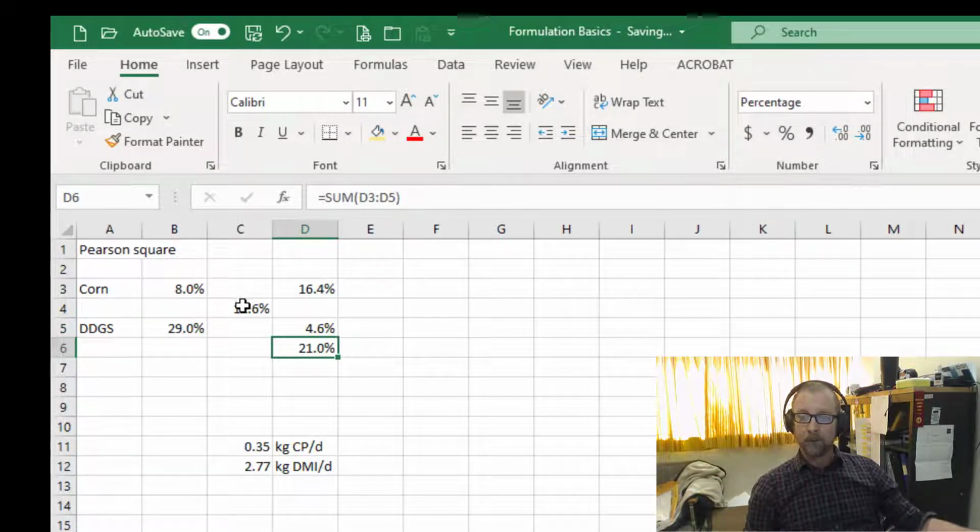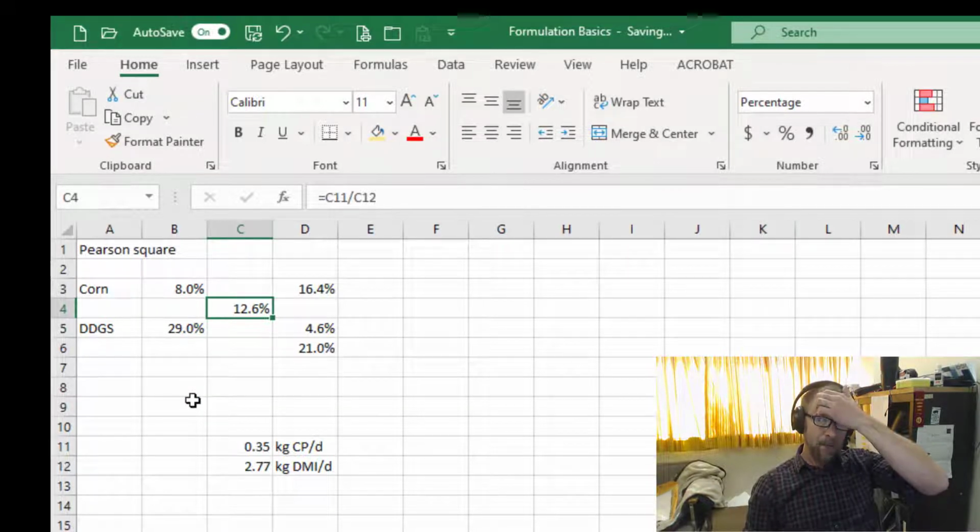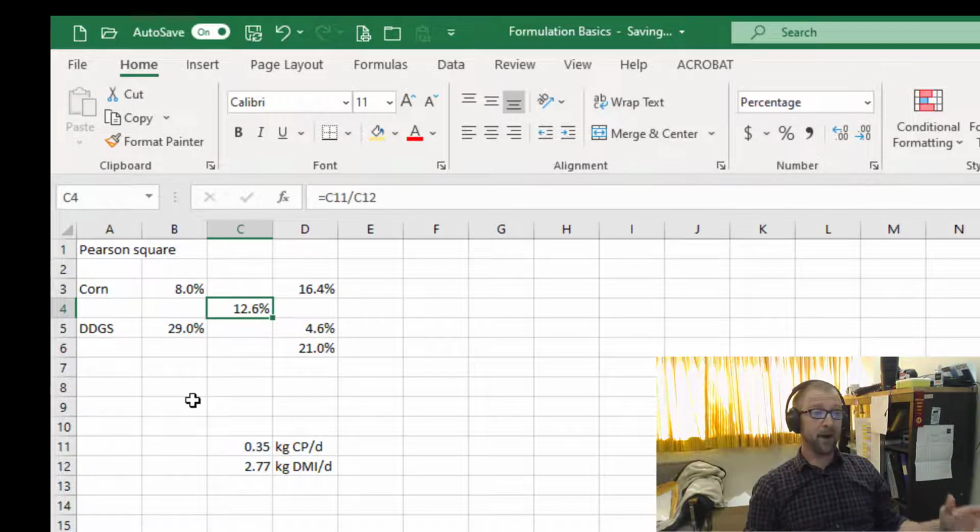Now, it doesn't matter what number is in the middle, that number will always be 21. And so you may have put the wrong number in the middle and still get a 21, but that just means I did my math on my Pearson Square correctly. Now, the thing that's important to understand is that this number obviously has to be between 8 and 29. There's no way I can mix corn and distillers grains to get a final feed that has only 7% crude protein or has a 30% crude protein, because the crude protein level of corn is 8 and of distillers grains is 29. Okay, so that means that it'll be 16.4.